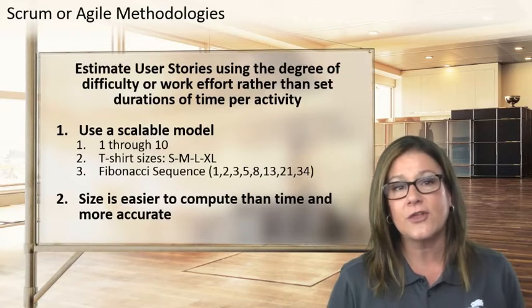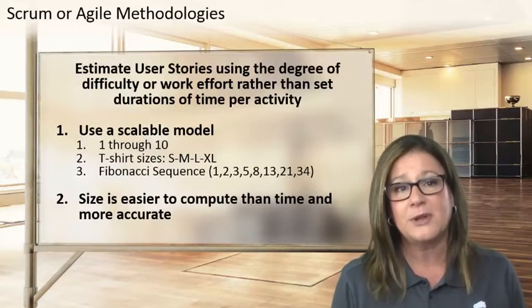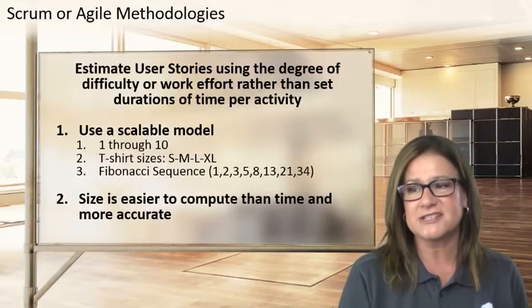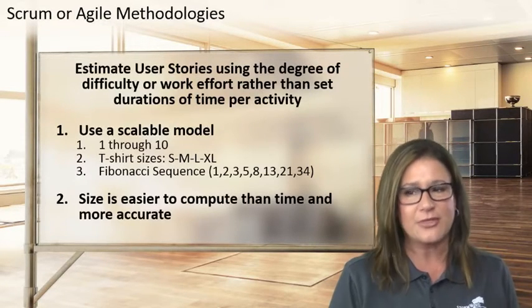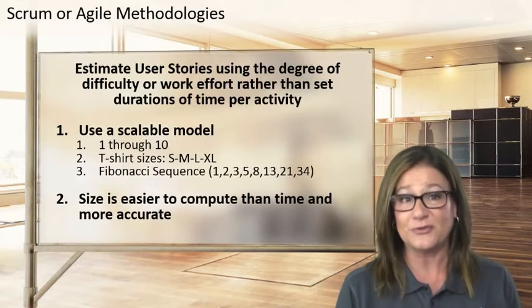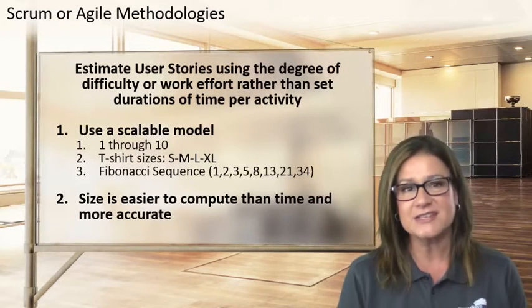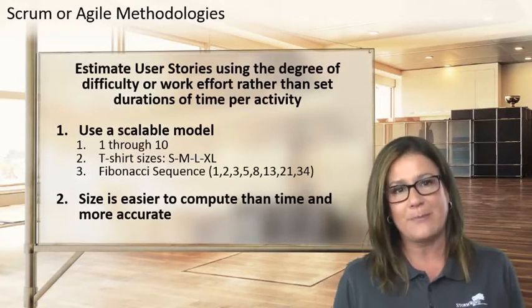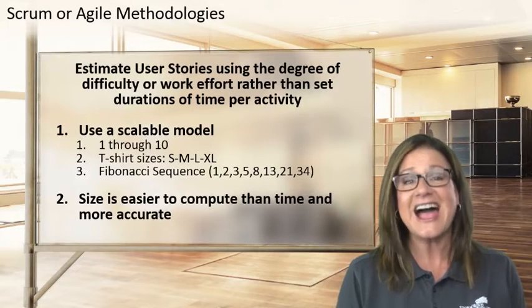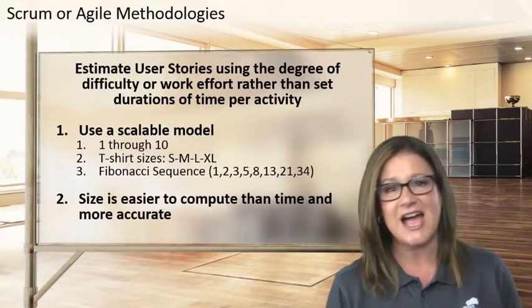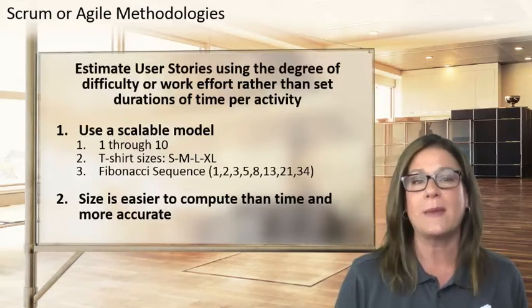The most common, though, is what's called a modified Fibonacci sequence. And you can see the numbers here, the Fibonacci sequence: 1, 2, 3, 5, 8, 13, 21, 34. Some people use 100. Some people go to infinity. It really just depends on which scalable model is going to work best for your team. Size, as humans, size is easier to compute than time, and essentially is way more accurate.